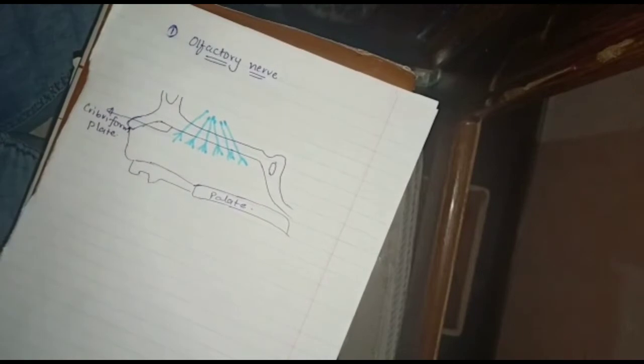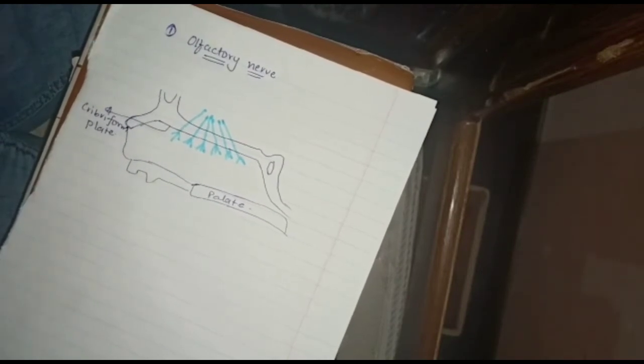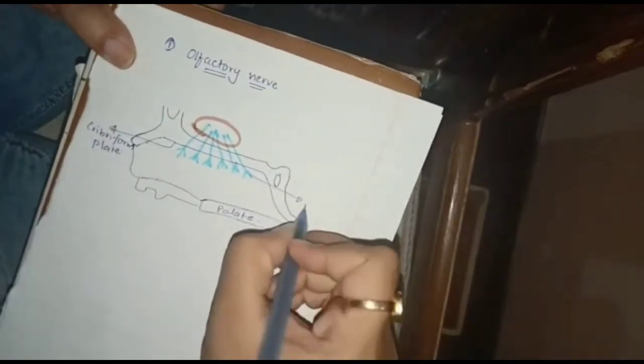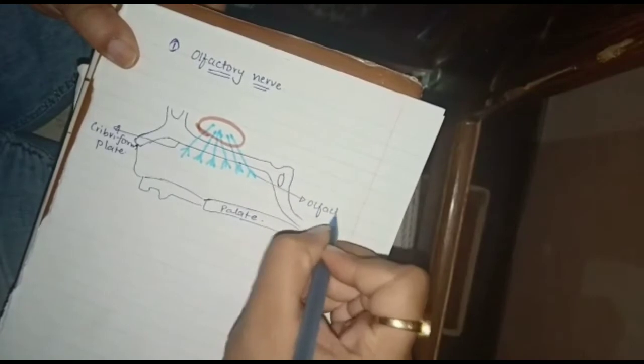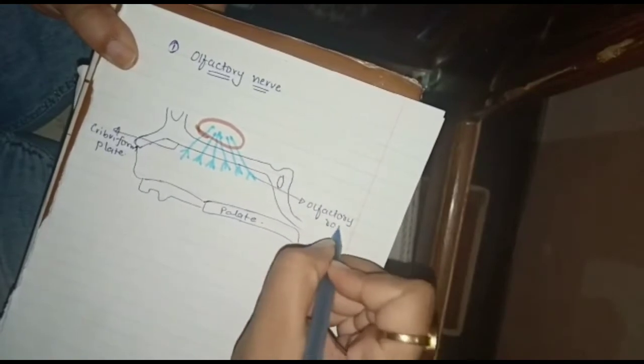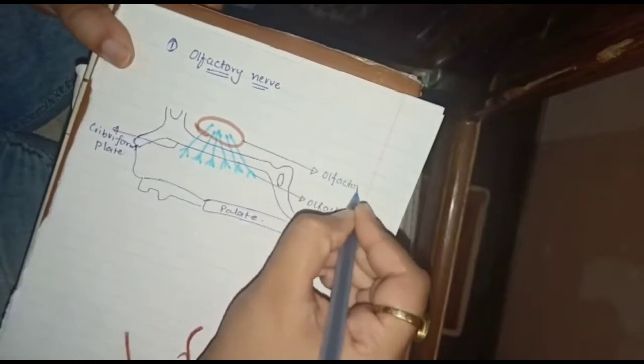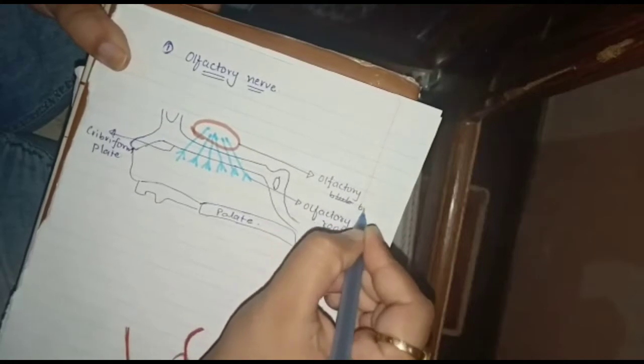The olfactory rootlets join at one portion and meet at one area, and this whole area is known as the olfactory bulb. This area is known as the olfactory lobe. Here these are known as olfactory rootlets, and this one is known as the olfactory bulb.